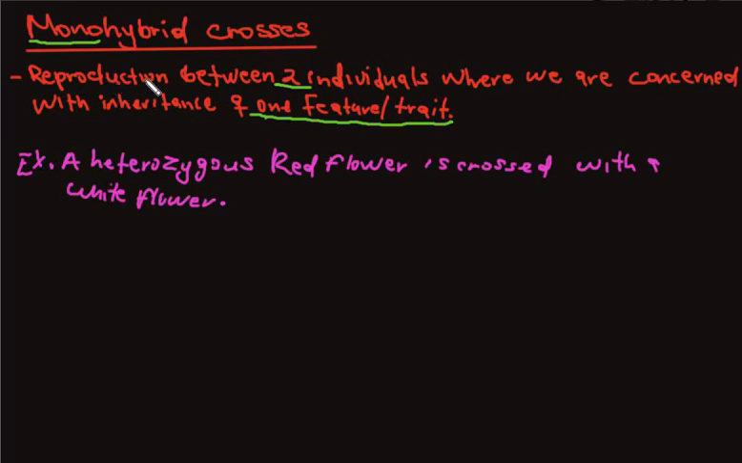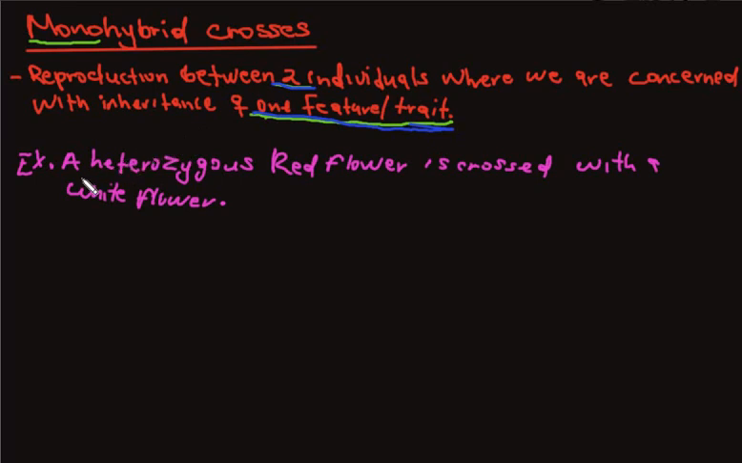Firstly, we need to understand that monohybrid crosses refer to the reproduction between two individuals where we are concerned with the inheritance of one feature or trait. So two individuals are crossed concerning only one feature. If it's eye color, it's eye color only, nothing else. If it's height only. Whatever we are concerned about, it must be one feature at a time. So we call those monohybrid crosses.